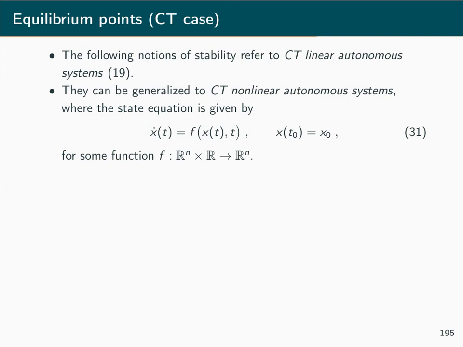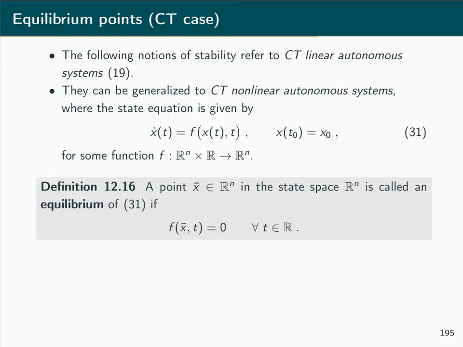The state equation of a continuous time nonlinear autonomous system is given by the time derivative x dot of the state vector being equal to some nonlinear function f of the current state x of t and of time. In the case of continuous time systems, a point x bar in the state space is called an equilibrium point of the nonlinear autonomous system 31 if it satisfies the condition that f of x bar and t is 0 for all times t. And that's because in the continuous time case, this implies that the derivative of the state x dot is equal to 0, and hence the state will stay at this equilibrium point for all times t.